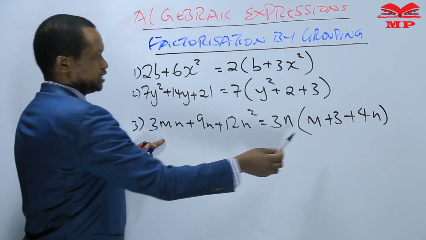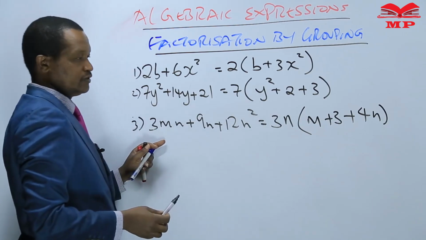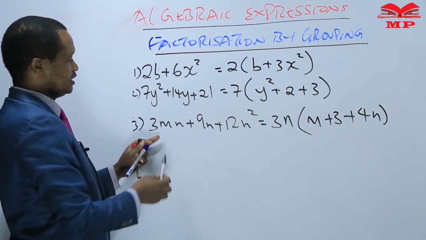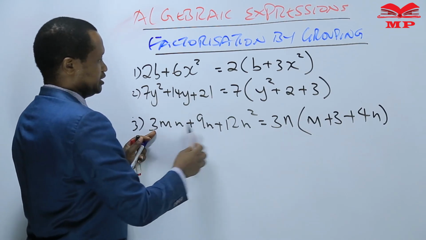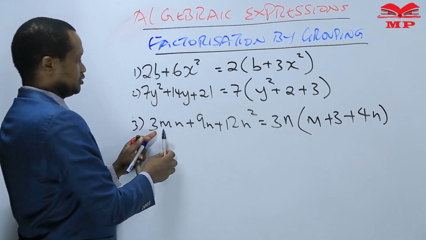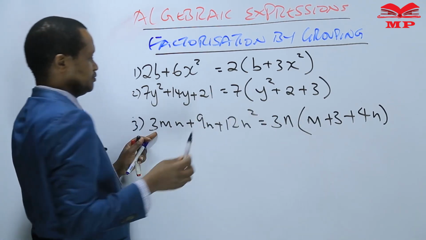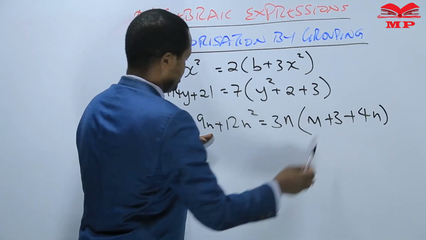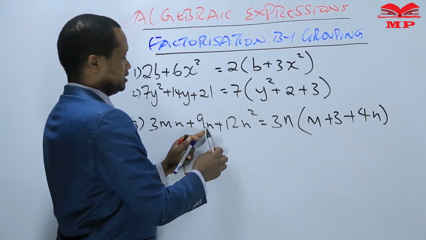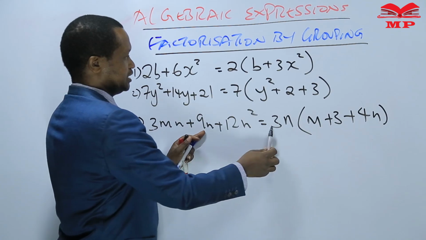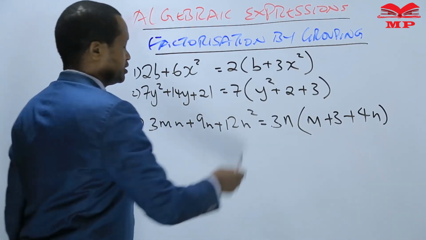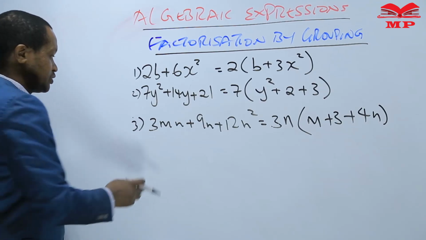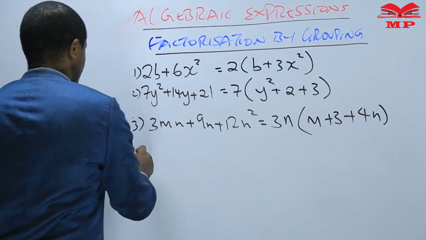In this case, how did I get m? I divided 3mn by 3n. 3mn divided by 3n will give you m. How did I get 3 here? I divided 9n by 3n, which is equal to 3. So this we learned in our previous lessons. I want to write here another example.